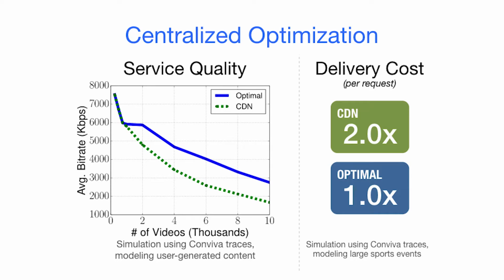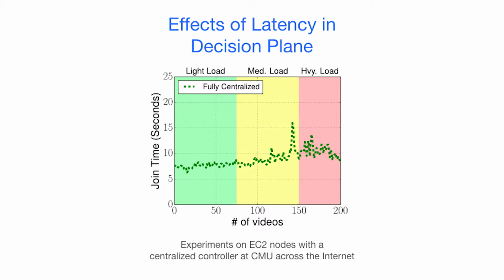So it turns out that this does pretty well. We can see that compared to what CDNs do today, we can roughly double the service quality and halve the delivery cost. But of course, life is not great, because there's obviously no free lunch. In this case, it's that latency we were talking about before. So we see a graph here showing that the time it takes for a new client to join the system is actually very high when we ran experiments with nodes on EC2 and a controller across the internet at CMU.